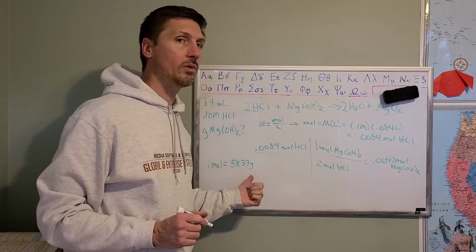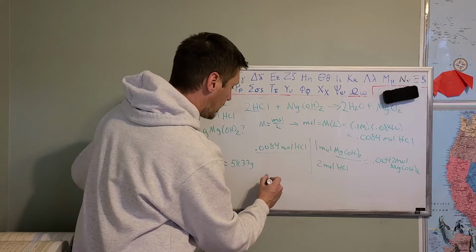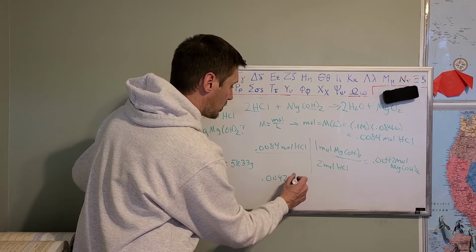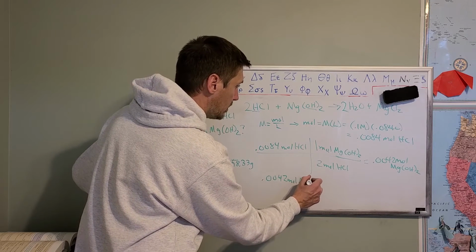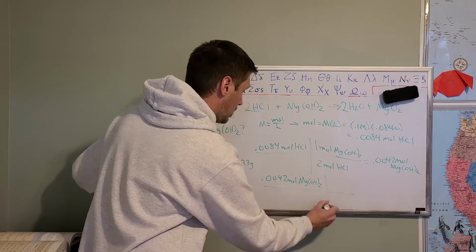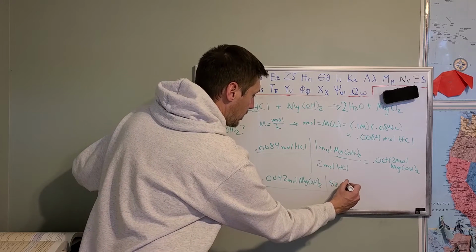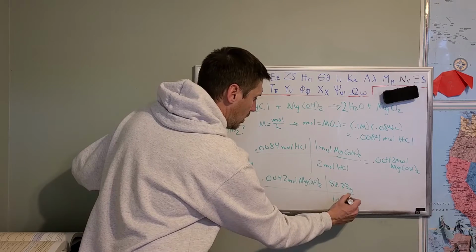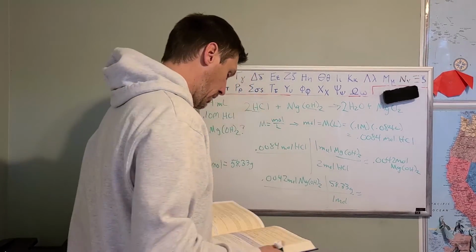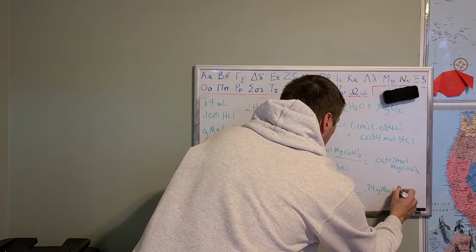So for every mole of MgOH2, we'll have 58.33 grams. So that will allow us to convert 0.0042 moles of MgOH2 to grams. Using this relationship, we know that we'll have 58.33 grams if we have 1 mole. And so our final answer then is going to be 0.24 grams of MgOH2.